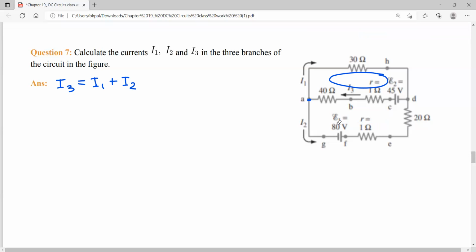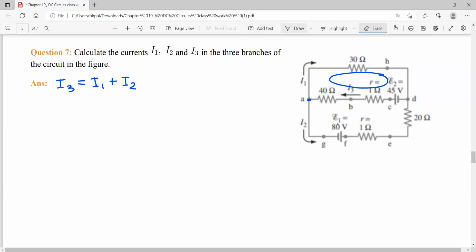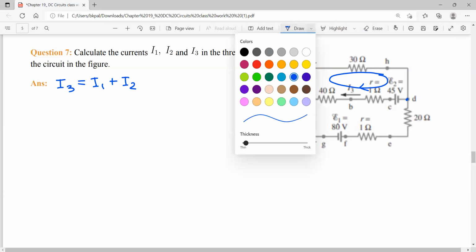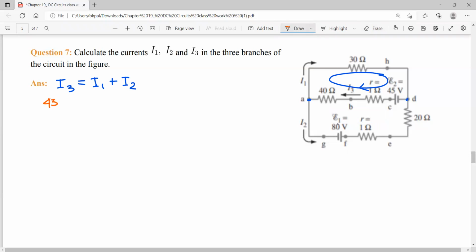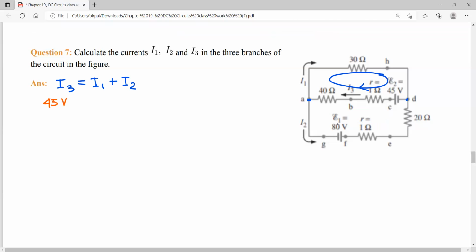For the top loop, I'm going in this direction, starting from D. From this point I go in this direction, so the equation will be something like this. 45 volt, because I'm going from negative to positive, so that's a positive sign. From the negative terminal to the positive terminal, that's why the sign for 45 volt will be positive.